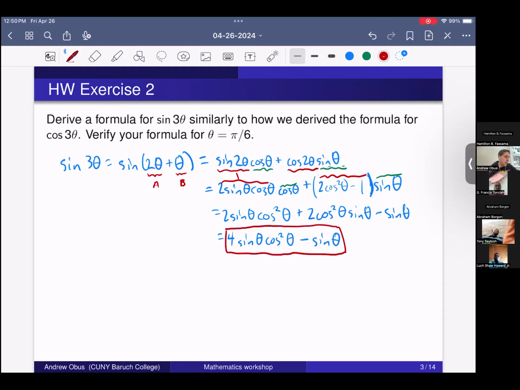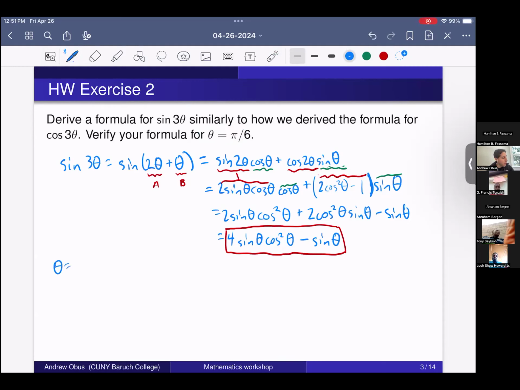Okay, and if you want to, you could really get it all in terms of sine by converting this cosine squared into 1 minus sine squared, but I don't think we need to do that. This should be good enough. Okay, so now we want to check the formula. The question says to verify it for theta equals pi over 6. Okay, so let's try that.